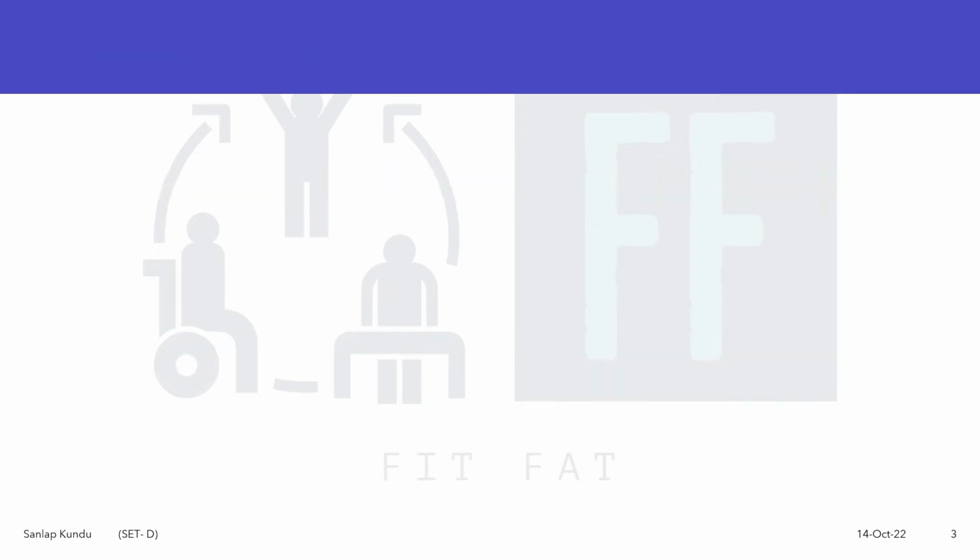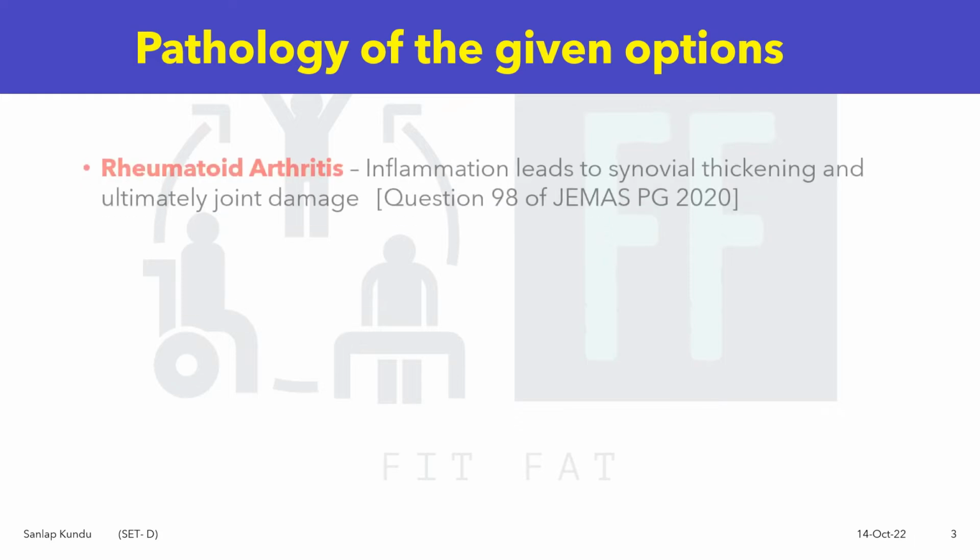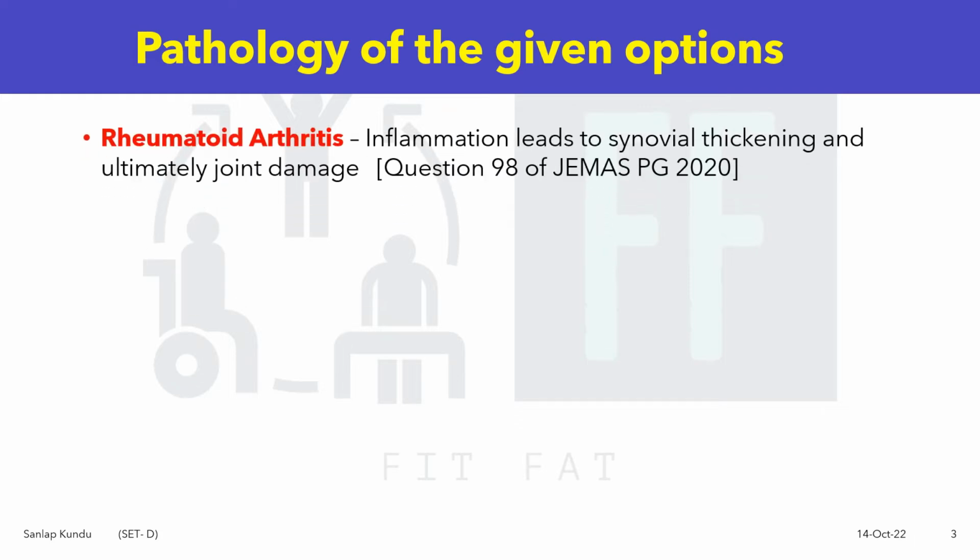Now let's see the pathology of all the given diseases in the options. First is rheumatoid arthritis. In rheumatoid arthritis, there is mainly inflammation, which leads to synovial thickening, and ultimately there is joint damage. To know more details of the pathology of rheumatoid arthritis, you can see question number 98 of JIPMER PG 2020, because a question came directly about rheumatoid arthritis pathology. So click on the I button to see that.